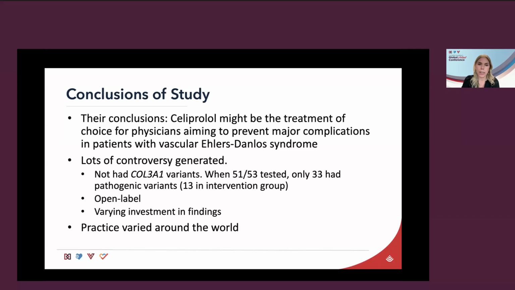Not every patient had been genetically tested, had gotten the COL3A1 testing, which is standard of care now. When they tested, they were only able to test 51, and only 33 really had VEDS. That made the groups way smaller, and the intervention group only had 13 patients with VEDS. Also, it was open label, so people knew whether they were getting the placebo or not. This is a big thing in trials, but there's a little bit of bias: if you know you're getting a drug, you might be less likely to report symptoms. Now, this was looked at through imaging, so we hope that wasn't biased, but it's always a possibility.